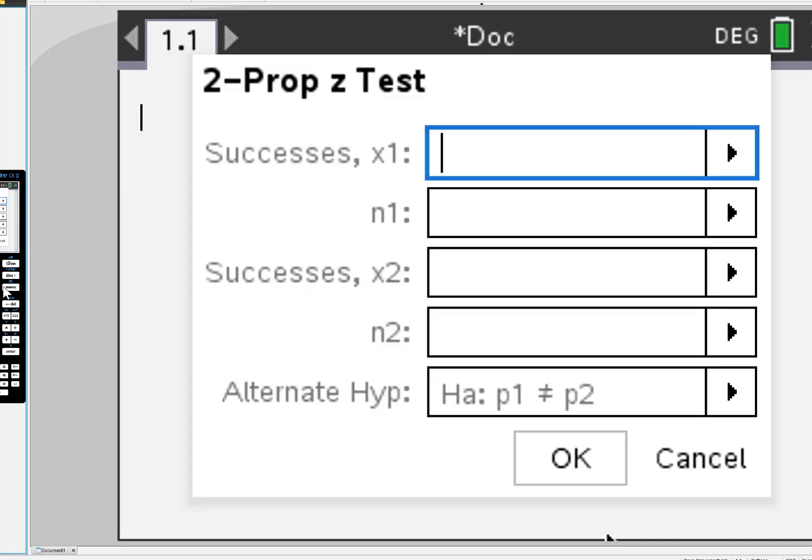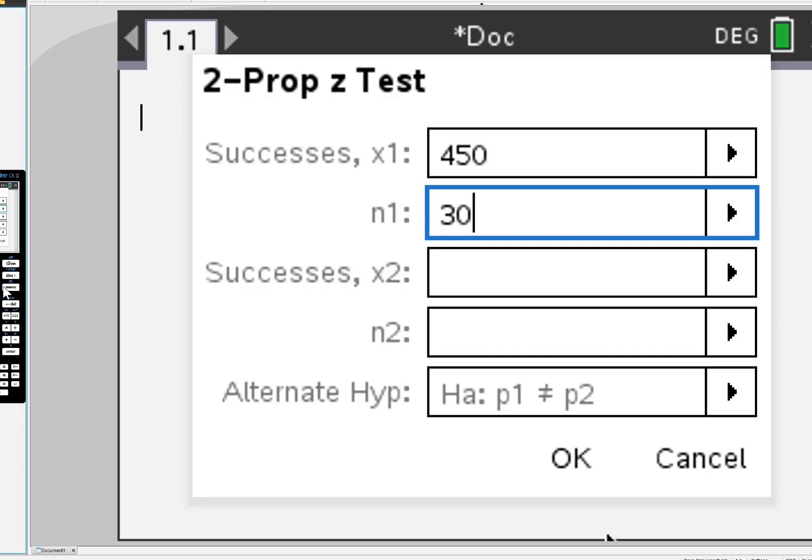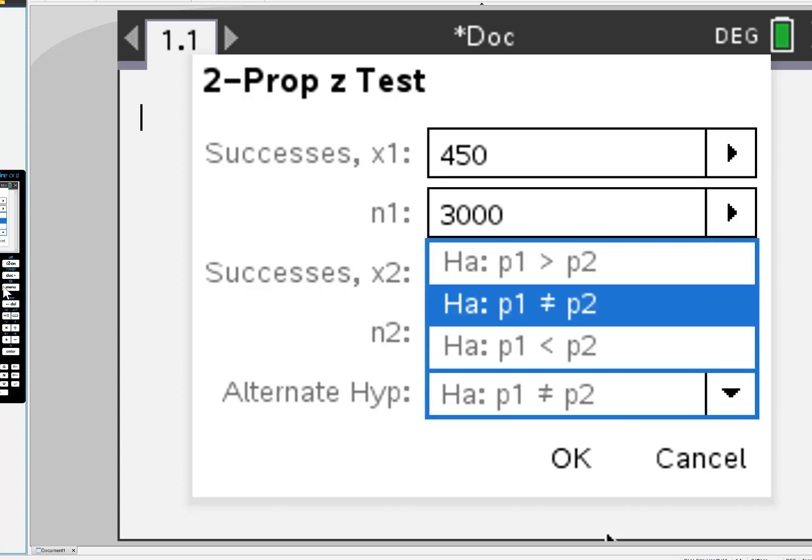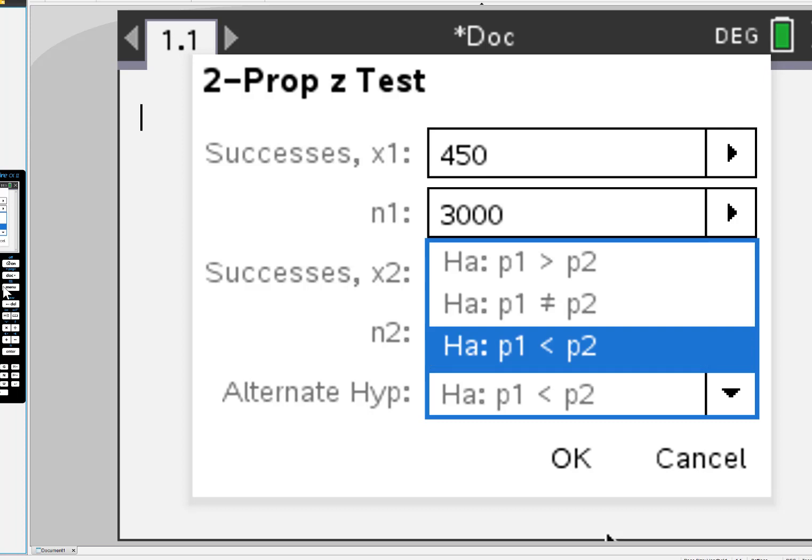Our number of successes, this is from our first group, and that was 450 out of 3,000 in our sample. And then our second group, we had 351 teens that showed hearing loss out of 1,800. And then we have to make sure we pick the appropriate alternate hypothesis. Well, remember that the first group that we had, that was the 88 to 94 group, and we said that was less than the 05 to 06 group. So we choose this.